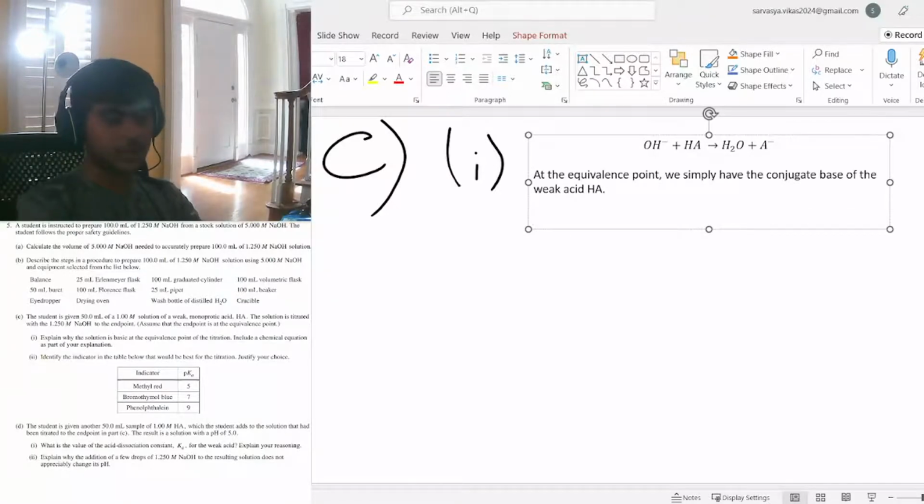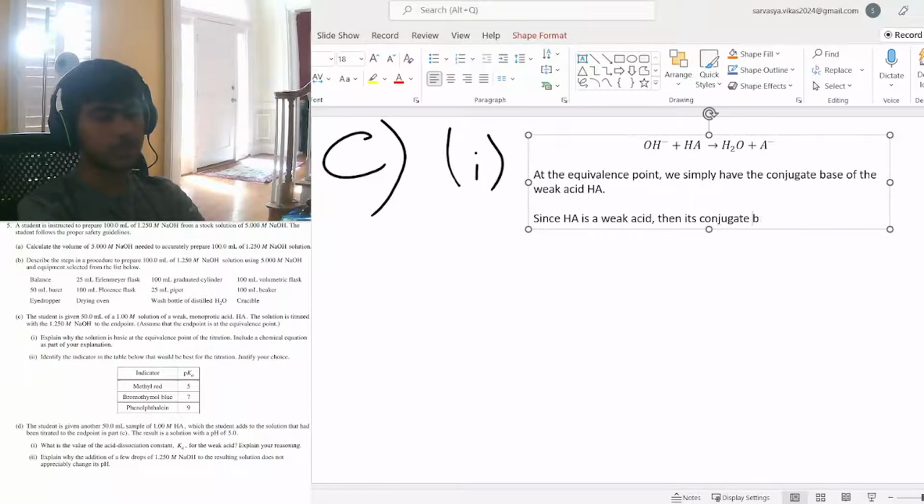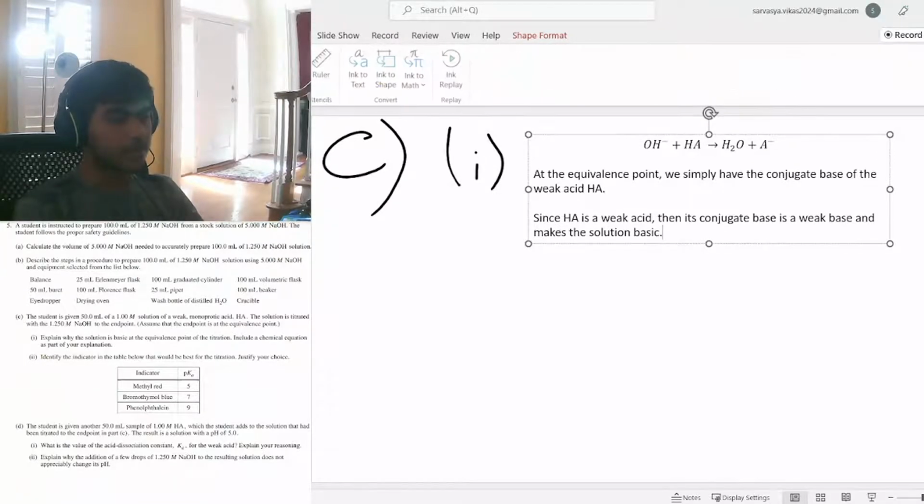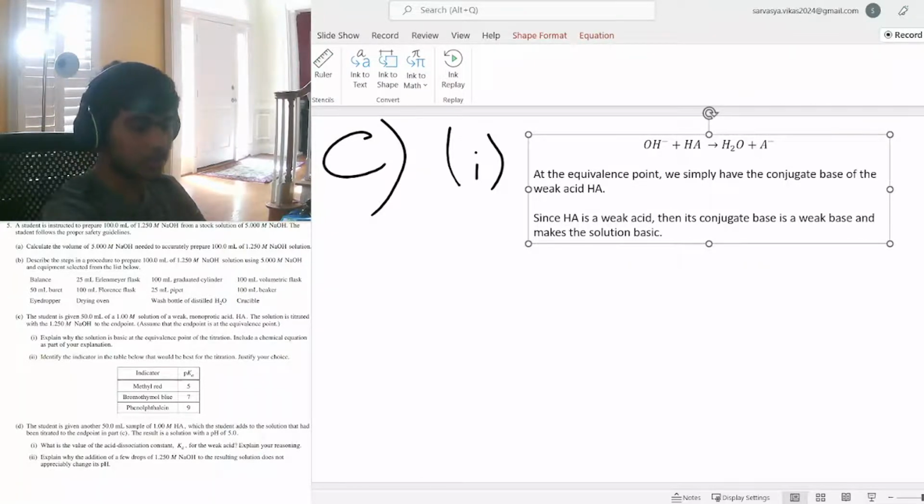Alright, so what does that mean? Since HA is a weak acid, then its conjugate base is a weak base and makes the solution basic. And that's why the pH is going to be greater than 7. That's why the solution is basic at that point. Let's move on to part 2 of part C. Part 2 of part C, here it is.